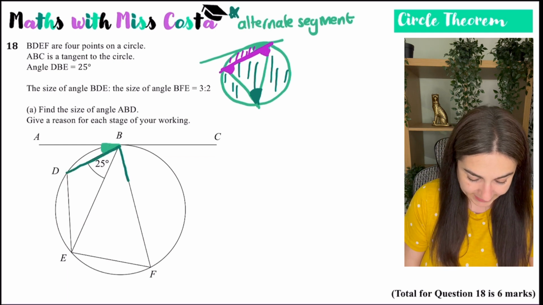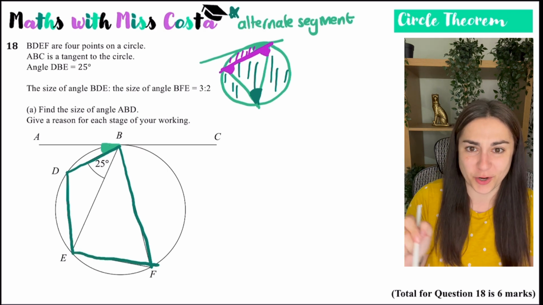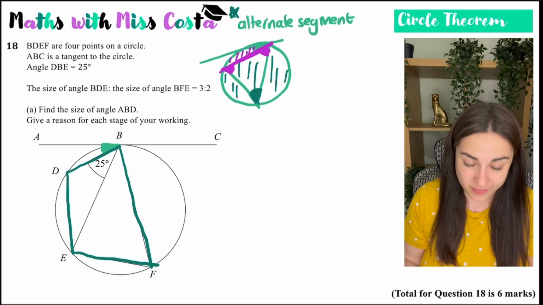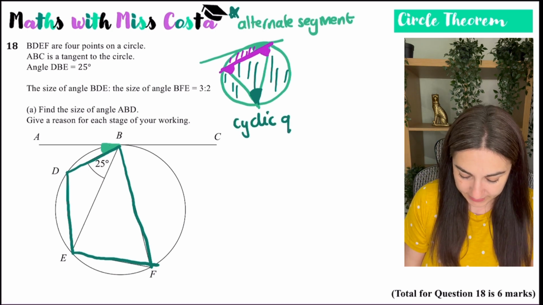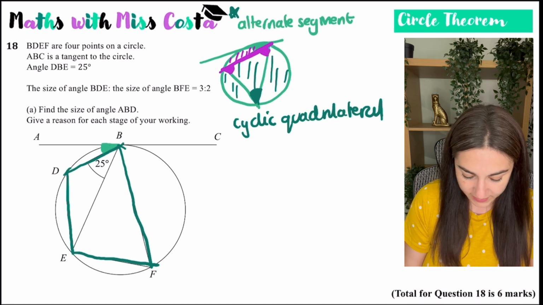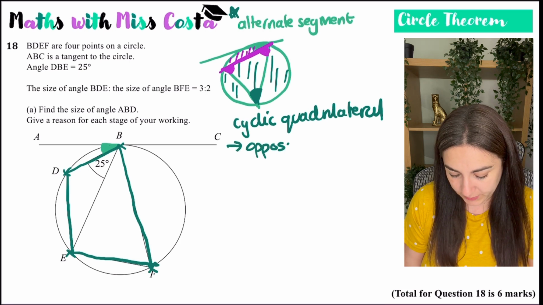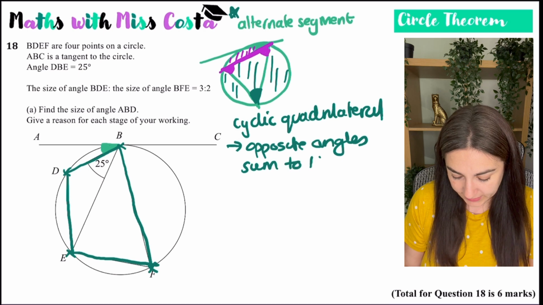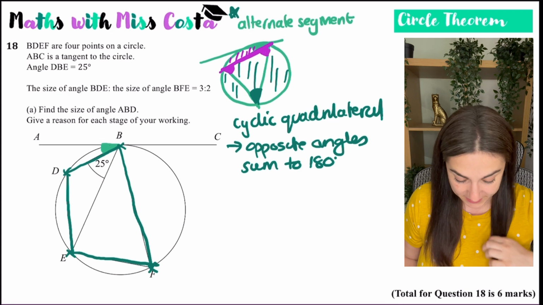Well, this is sometimes sneaky because people just find it hard to visualize, but that's why it's good to have a highlighter and just literally go around and see what shapes you can make out. This is a cyclic quadrilateral, and that is when all of the vertices are touching the circumference of the circle, which this one is. In a cyclic quadrilateral, opposite angles sum to 180.